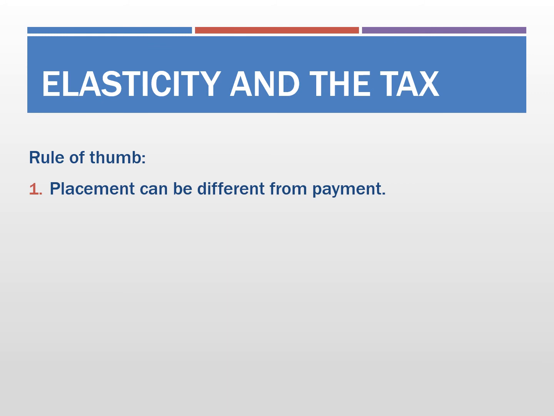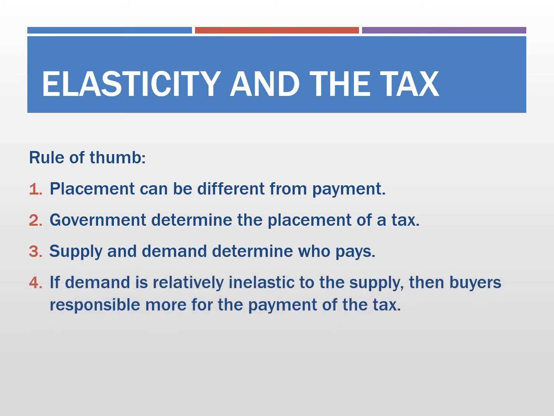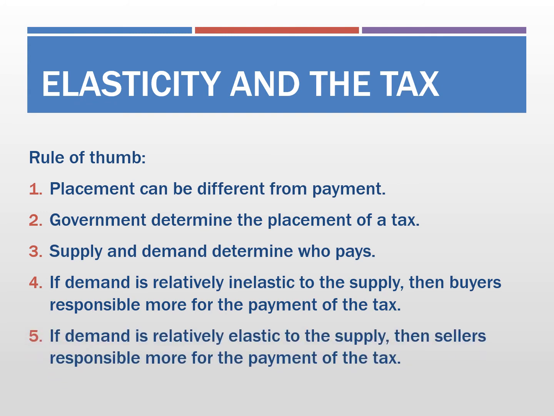Number one, we learned that the placement of the tax is very different from the payment of the tax. The placement of the tax does not determine who will pay more or less in the market. The government determines the placement of the tax, but the supply and demand determine who is going to pay the tax dollar. Generally speaking, if we have a demand that's relatively inelastic compared to the supply, then the buyers will be responsible for more of the tax payments in the market compared to the sellers. However, if the demand is relatively more elastic than the supply, then the sellers should take more responsibility for the payment of the tax than the buyers.